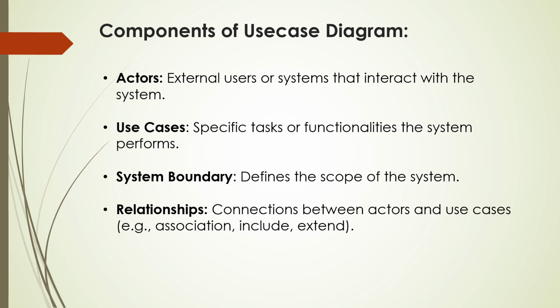Components of use case diagram: actors, use cases, system boundary, relationships. External users or systems that interact with the system are called actors. Specific tasks or functionalities the system performs are known as use cases. System boundary defines the scope of the system. Relationships, connections between actors and use case. Example: association, include, and extend.